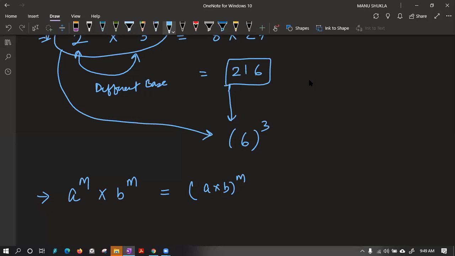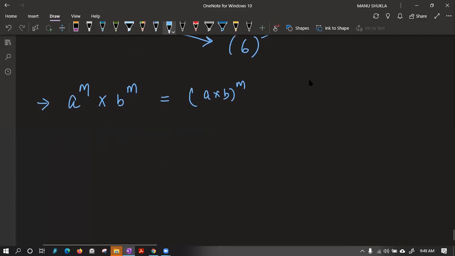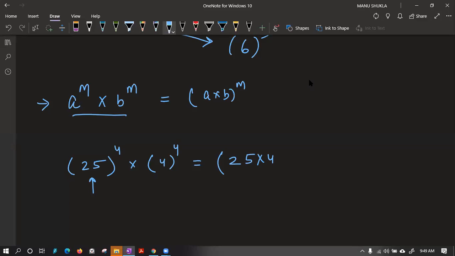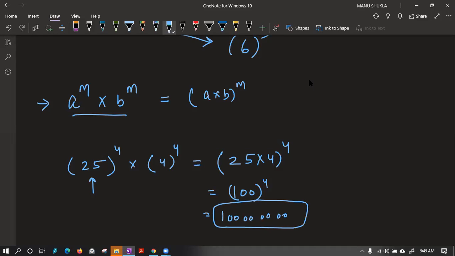So it looks very simple and not useful, but it is in some cases. Suppose you have 25 power 4 into 4 power 4. If you solve 25 power 4, it will be a calculative process. But if you see the formula, you can make it very easy. You can write this as 25 into 4 whole power 4, and directly you can say the answer is 100 power 4. It was very easy to solve like this. So these formulas are helping us.